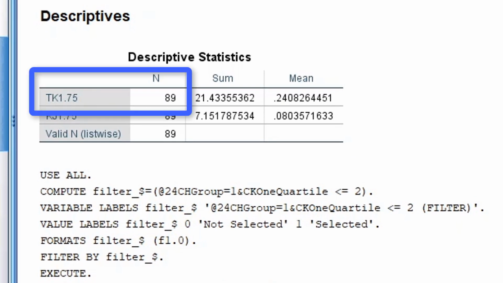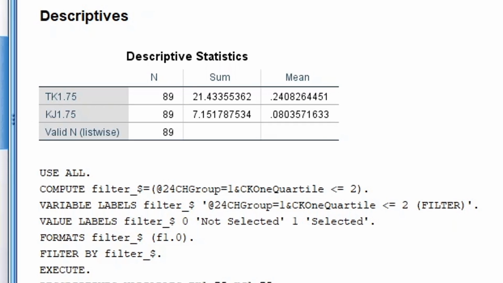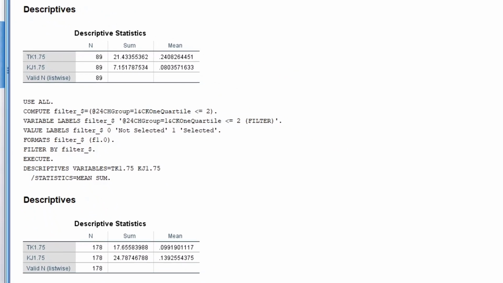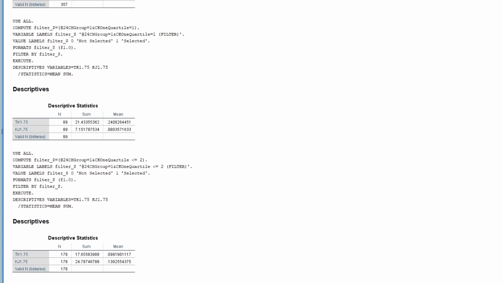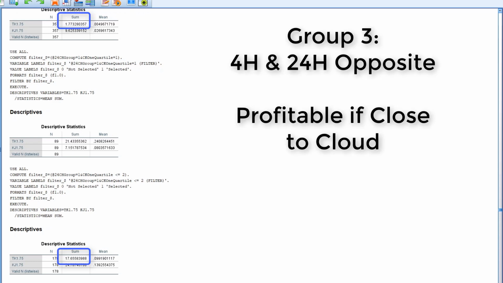Using quartile 1, which is still opposite but close to the cloud, we see we took 89 trades and profit jumped from 1.77 all the way up to 21.4. Even if we misjudge how close to the cloud it actually was and took all the trades in quartile 1 and 2, we take an extra 89 trades for a total of 178, and profit would still be 17.6, which is much better than 1.77. So we can actually take opposite trades as long as they're pretty close to the cloud.